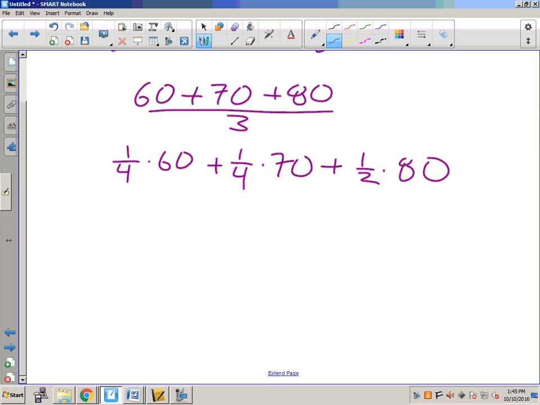Now that's not a regular average anymore, because they're not all worth the same thing. So it's not your standard average, this is called a weighted average. These things that are out in front are our weights.